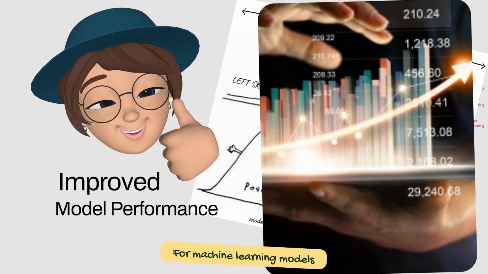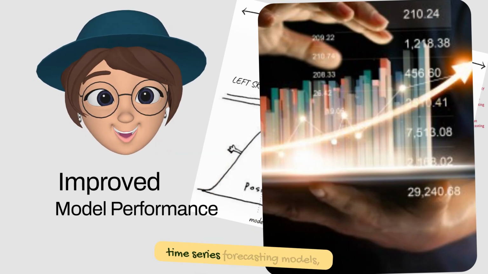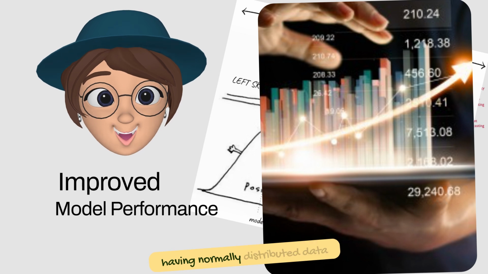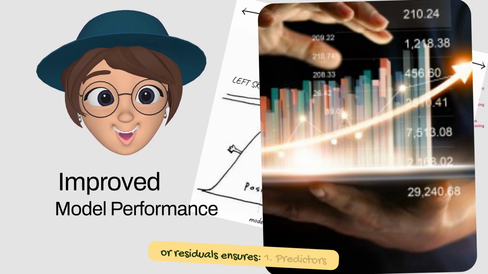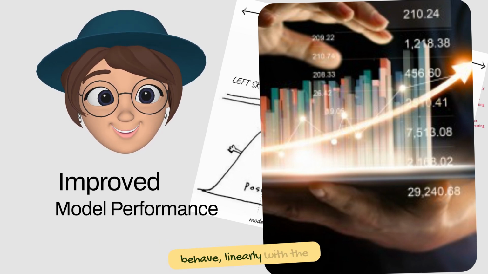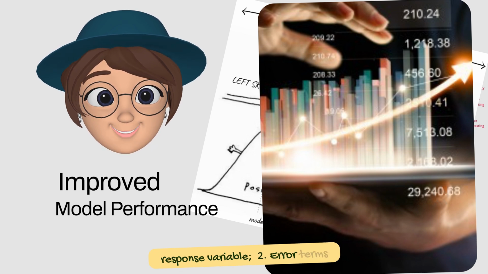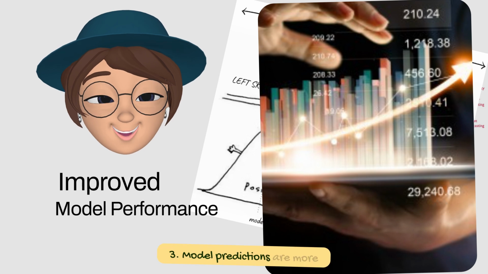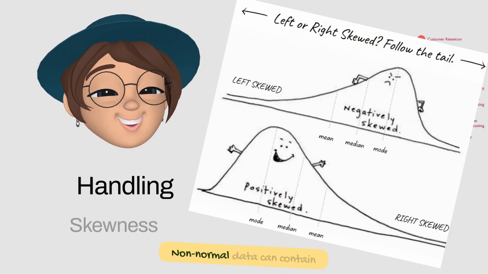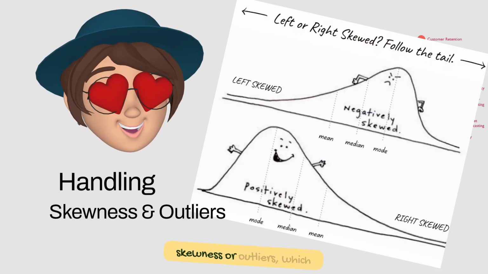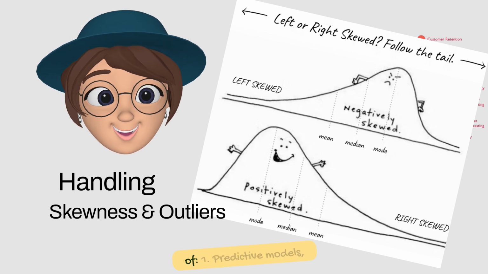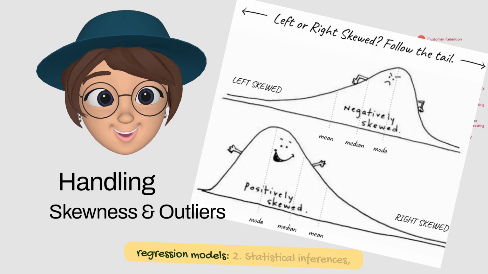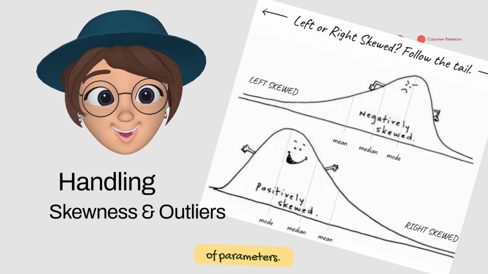For machine learning models like linear regression or time series forecasting models, having normally distributed data or residuals ensures predictors behave linearly with the response variable. Error terms have constant variance and are independent of each other. Model predictions are more reliable and stable. Non-normal data can contain skewness or outliers, which can affect the accuracy of predictive models, especially sensitive ones like regression models, and statistical inferences, leading to biased estimates of parameters.